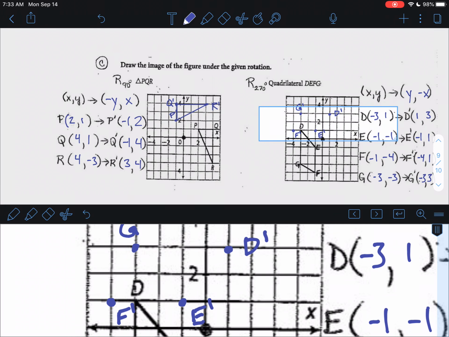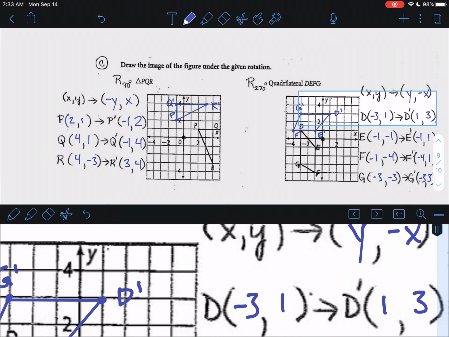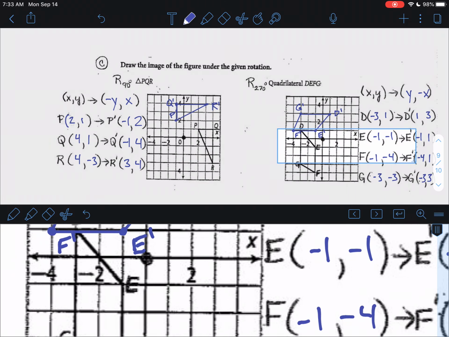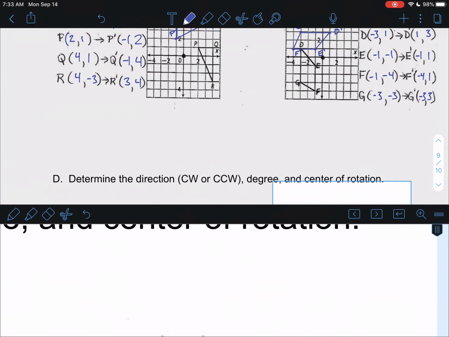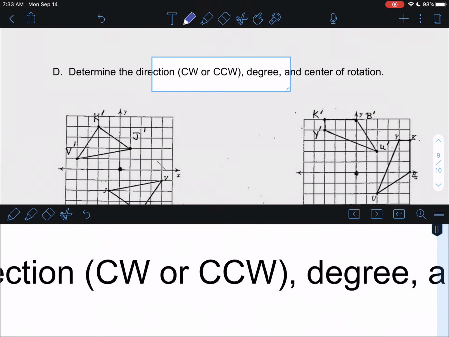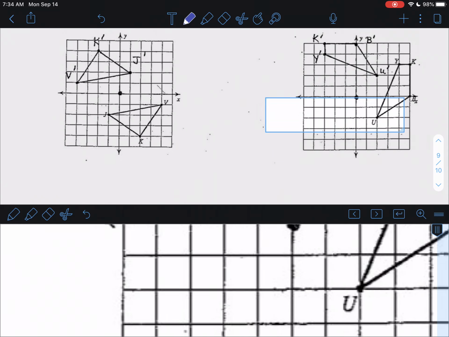And I just have to connect these points. Okay, there we go, G prime. And yeah, I believe that's all we have to do. Okay, continuing on. It says determine the direction, clockwise or counterclockwise, degree, and center of rotation.